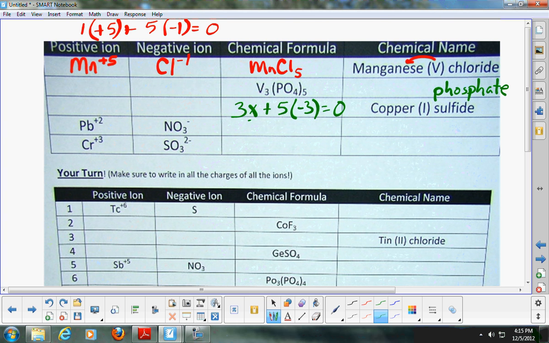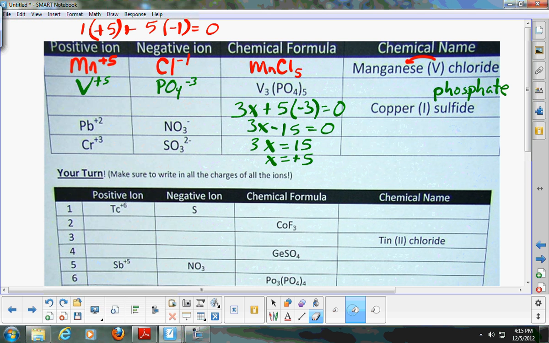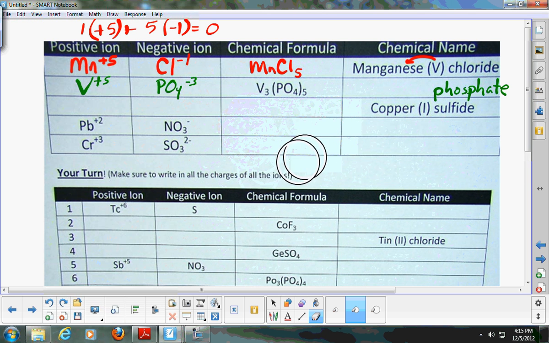Now, if I solve this down, 3x minus 15 equals 0. 3x equals 15, x equals plus 5. So my charge on vanadium over here is plus 5. Phosphate, that group PO4, was a minus 3 charge. I'm going to go ahead and erase that. So we keep working down below. Now, to finish the name, I need to put vanadium with a Roman numeral 5 in parentheses.